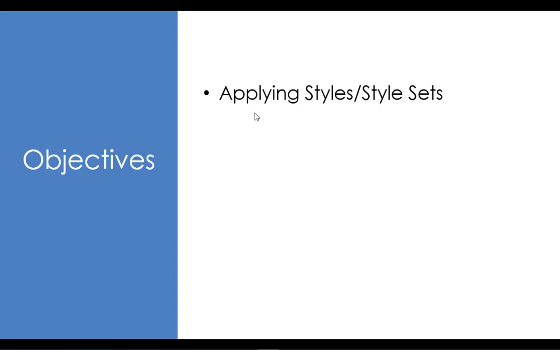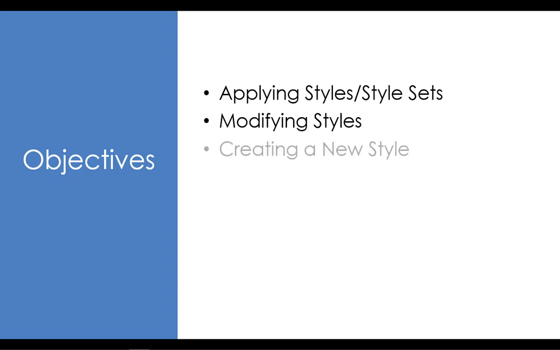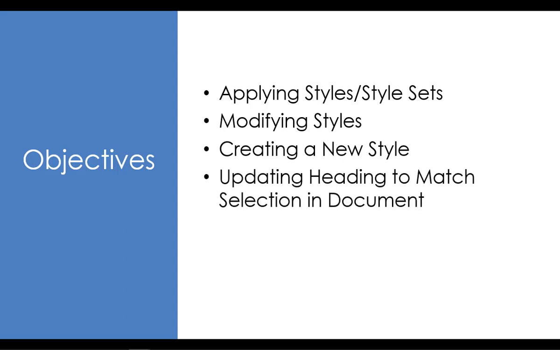So our objectives in this course, we applied styles to an existing Word document. We also learned once we've applied the styles, we could apply an entire family called a style set. We learned how to modify existing styles if we wanted to change something in the pre-formatted style in the Microsoft Word style group. We learned how to create a new style off of an existing style that was in that pre-formatted style group. And we also learned how, if we have pre-formatted our document by hand, we could update the styles in the style group to match the selection that's in our document.